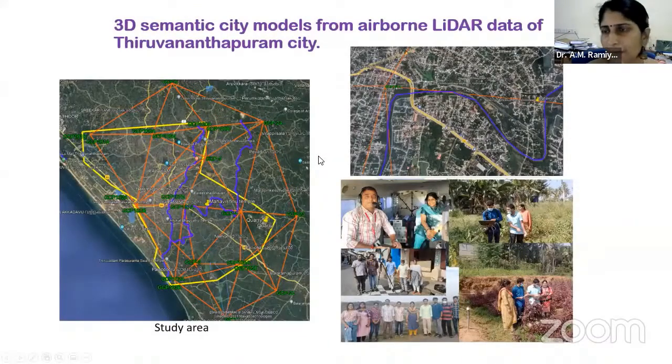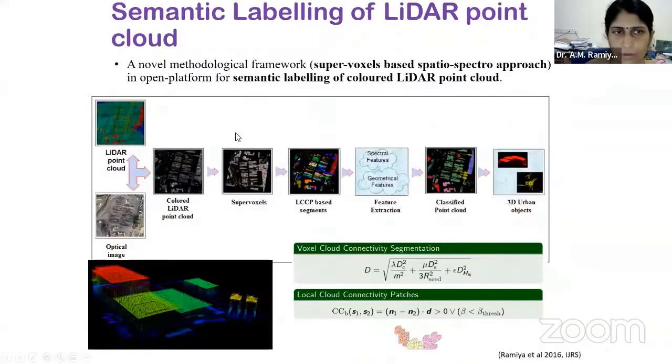Recently, as part of a DST funded project, we have captured over 100 square kilometers of Trivandrum city along with some ground truth data. Now, as I told, the first step is to label or classify the data. For that, we have developed our own approach, a superVoxel based spatio-semantic approach for labeling the data, which uses an object-based classification framework on the 3D data to label each and every point in the point cloud.